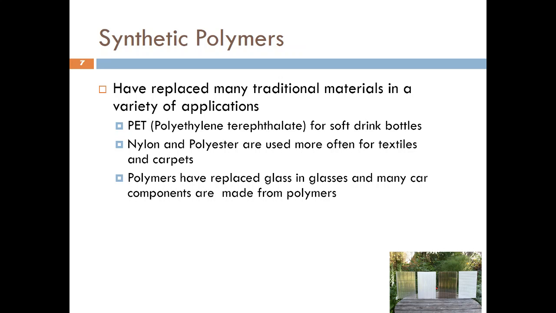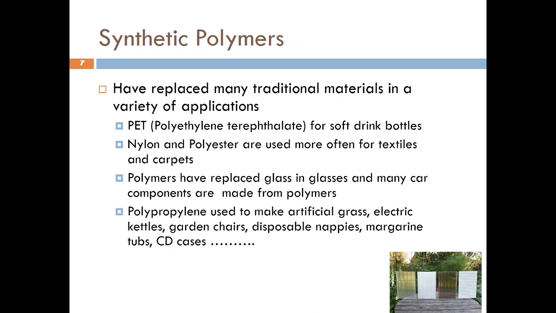Polymers have also replaced glass in glasses. And many car components are made from polymers now instead of metals in the past. Polypropylene, PP, is the short form that you see on some plastic materials. They're used to make artificial grass, electric kettles, garden chairs, disposable nappies, margarine containers, CD cases, or something that's a bit more durable.